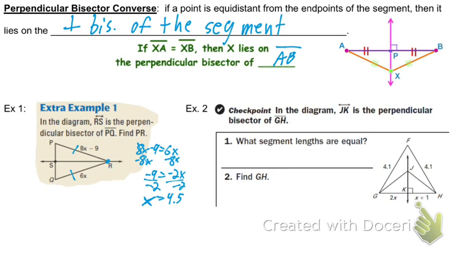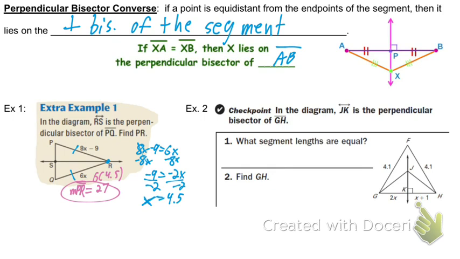6. Okay, so 6 times 4.5 is going to be 27. Gage, I know you like the number 26, but that'd be 27. Okay, actually I should write that as the measure of segment PR is equal to 27.